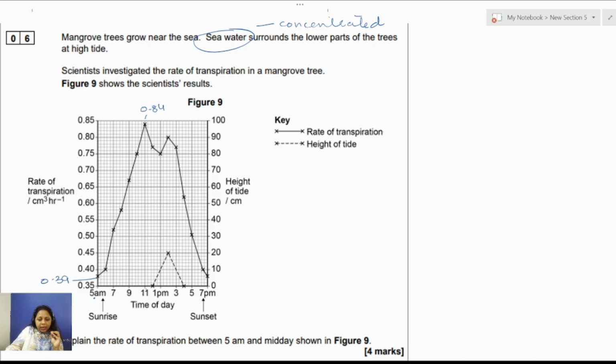Then at around 2 o'clock, it's 0.80. And then at 7 p.m., again, it returns to its original, which is 0.39. Okay? So this is what a graph is telling us. So there is a decrease at 1 p.m. They have shown a decrease at 1 p.m.